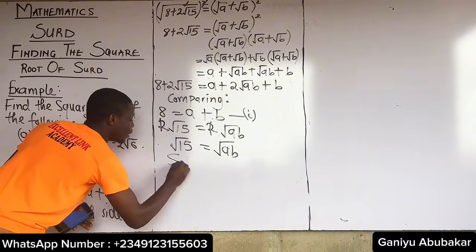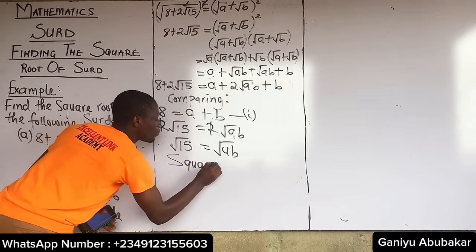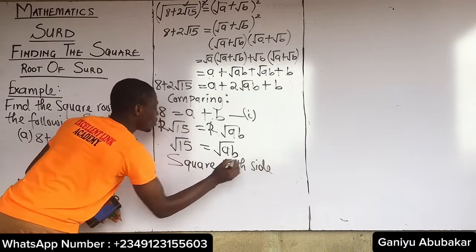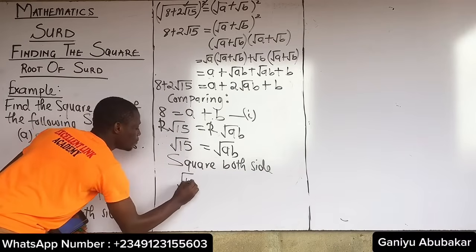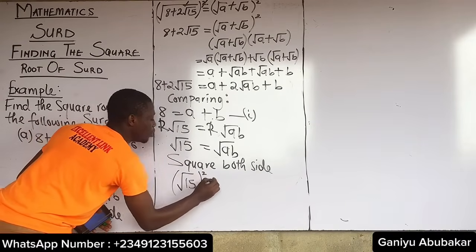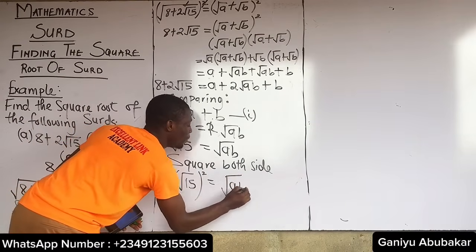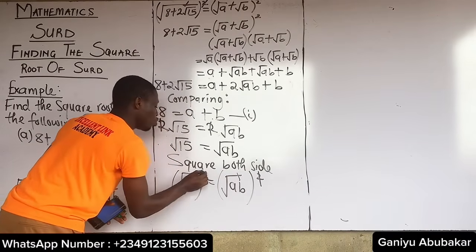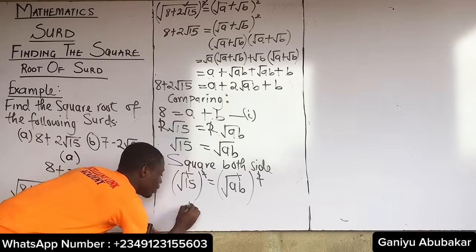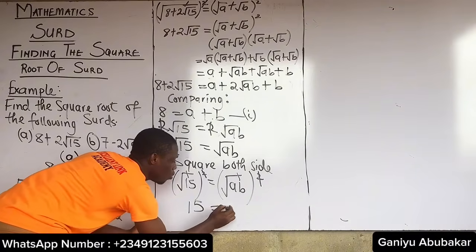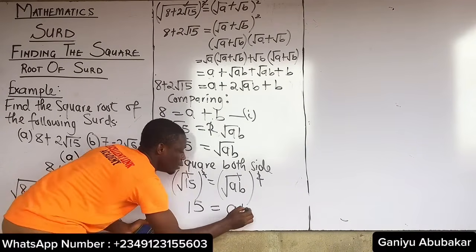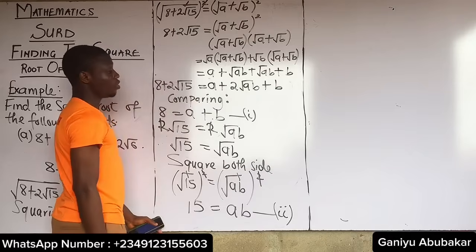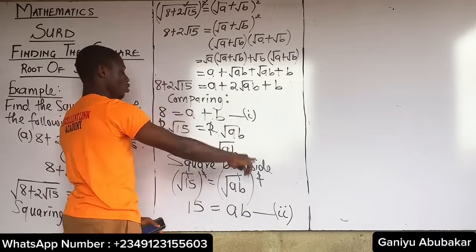My next task is what? Square both sides. So I'll have root 15 all squared is equal to root ab all squared. Square cancels out square root. I'll be left with what? 15 is equal to ab. This becomes my equation 2. So this is my equation 1, and this is equation 2.